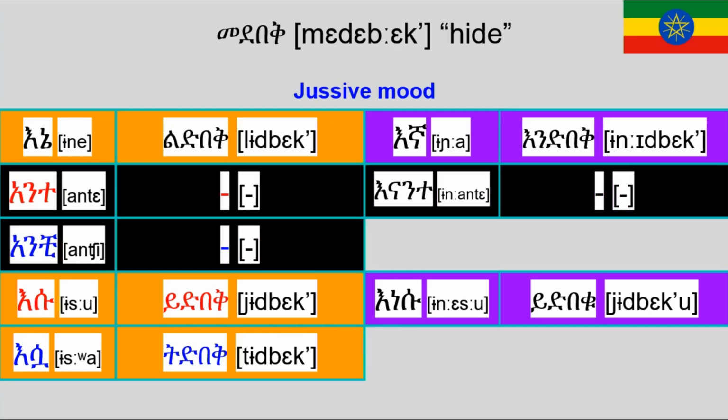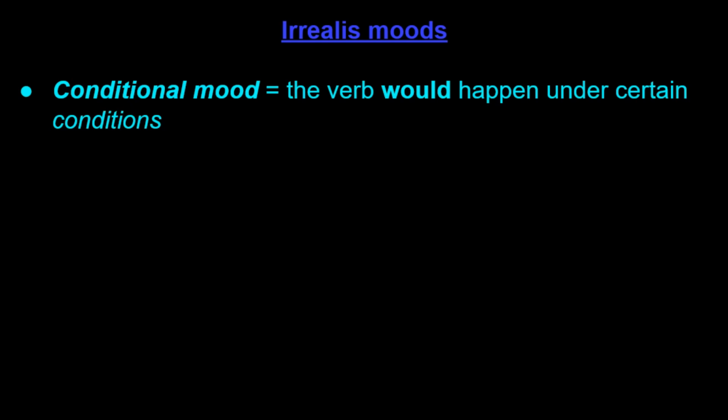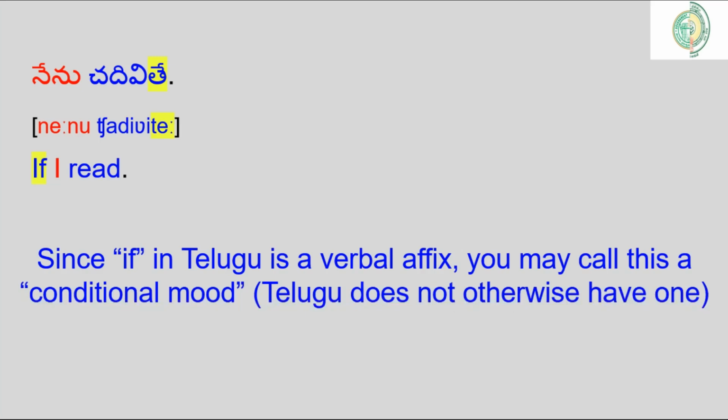So now let's move into some other irrealis moods. One you've probably heard of is the conditional mood, which says that the verb would happen under certain conditions. You probably just caught it. We use the auxiliary verb would for that in English. In some languages where their equivalent for if is a verbal affix, they may call that whole if-then sequence conditional, but otherwise just the would part would take the label.